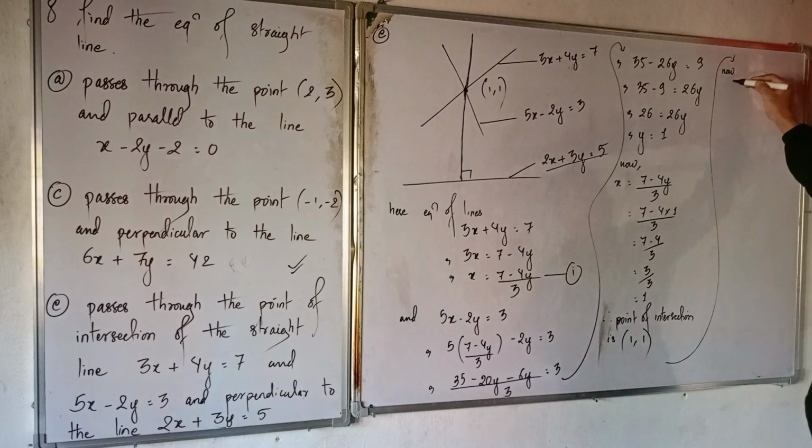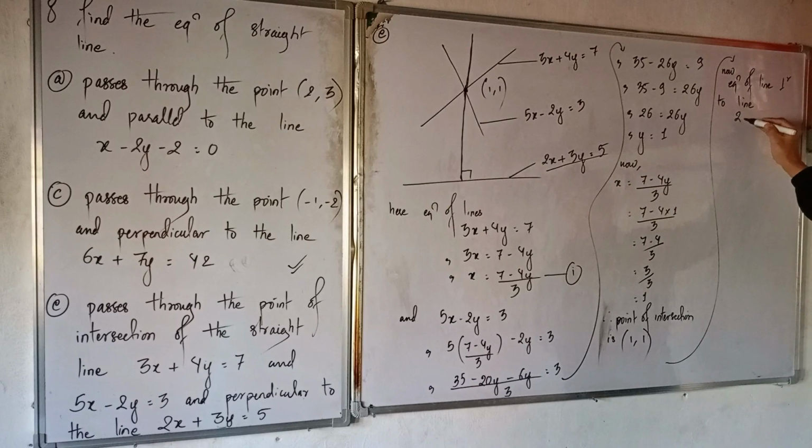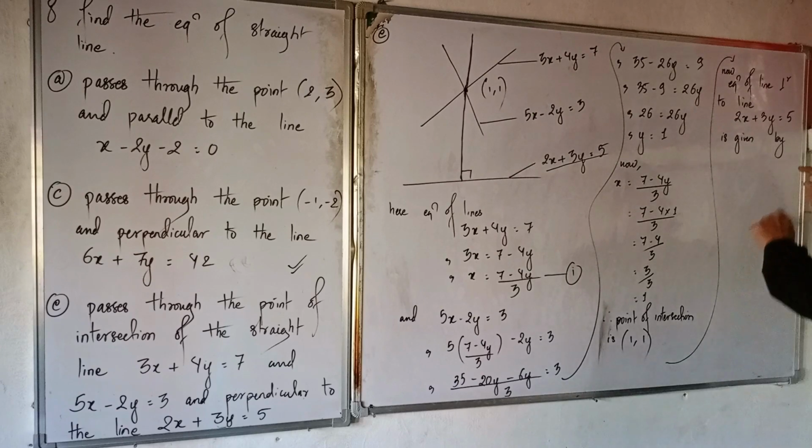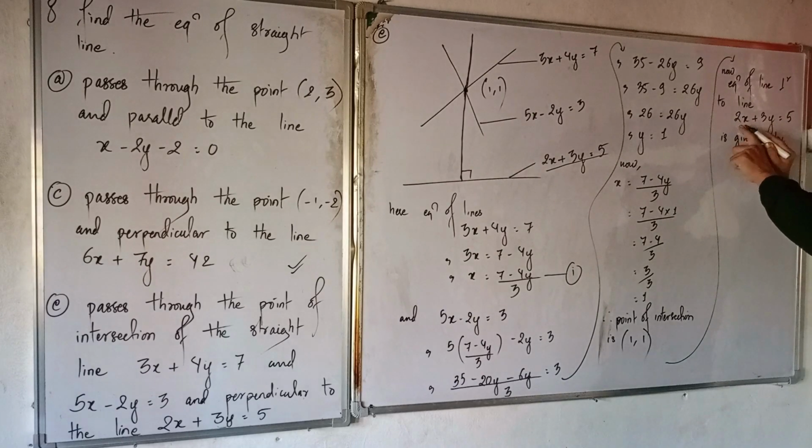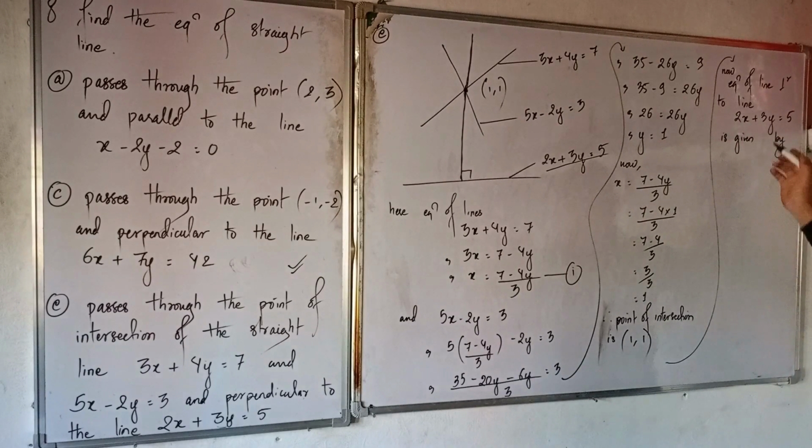Now the equation of line perpendicular to the line 2x plus 3y equals 5 is given by... Okay. So in parallel lines, 2x plus 3y will not change, but in perpendicular lines you have to change the middle sign and also the coefficients. You have to interchange the coefficients of the x and y variables.